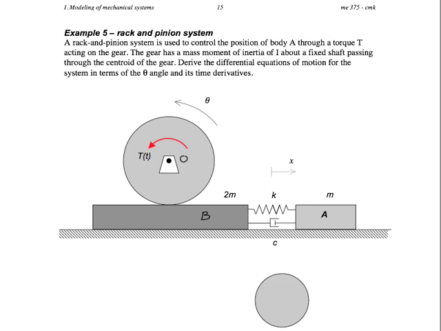In example 5 from the chapter on mechanical systems, we're posed with a problem which is made up of a rack and pinion system that's shown. We have a gear which is pinned to ground at O. It's in gear contact with the rack at B. A is connected back to B with a spring of stiffness K and damper of damping coefficient C.